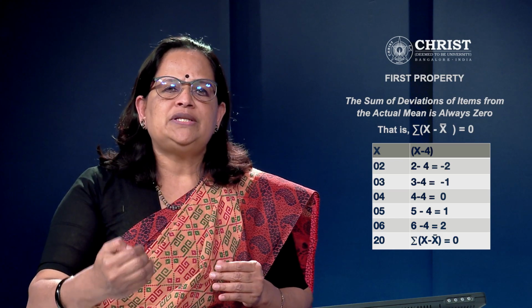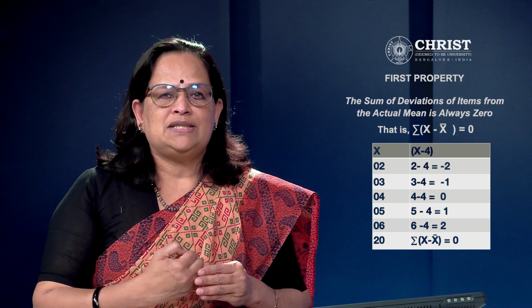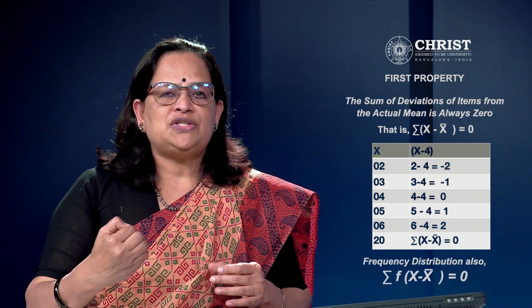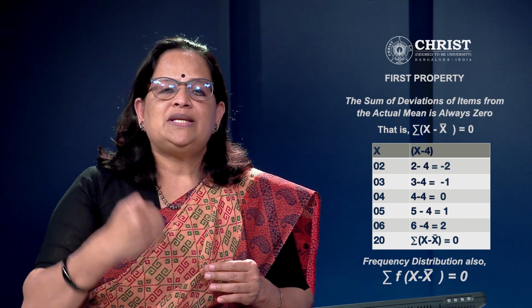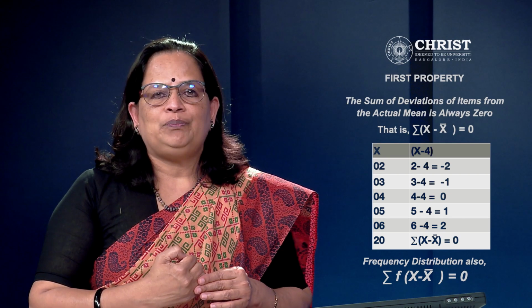This is an important property of the arithmetic mean, meaning the mean is a point of balance. And for a frequency distribution also, this characteristic or feature holds. That is, sigma f into (x minus x bar) will also be 0.